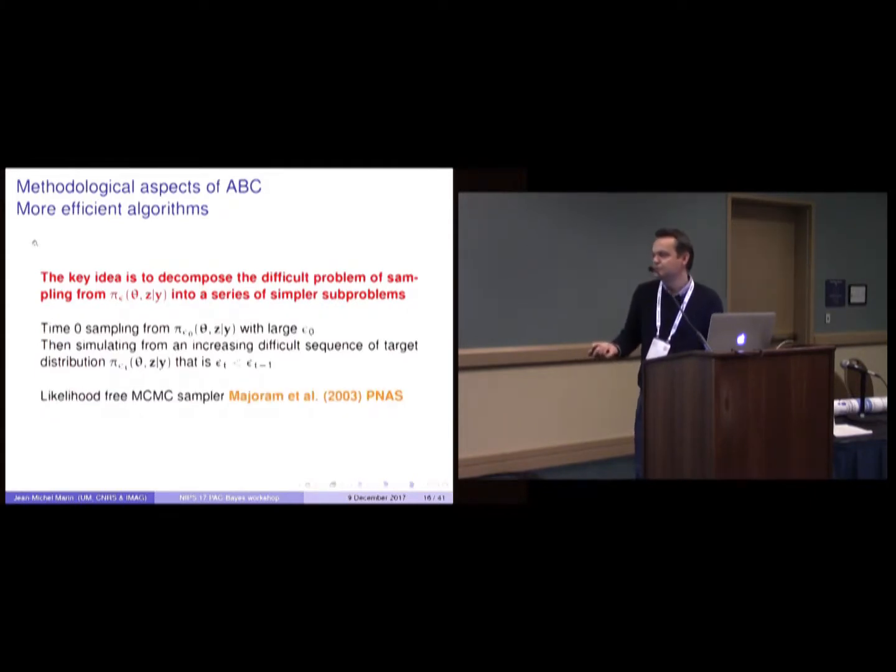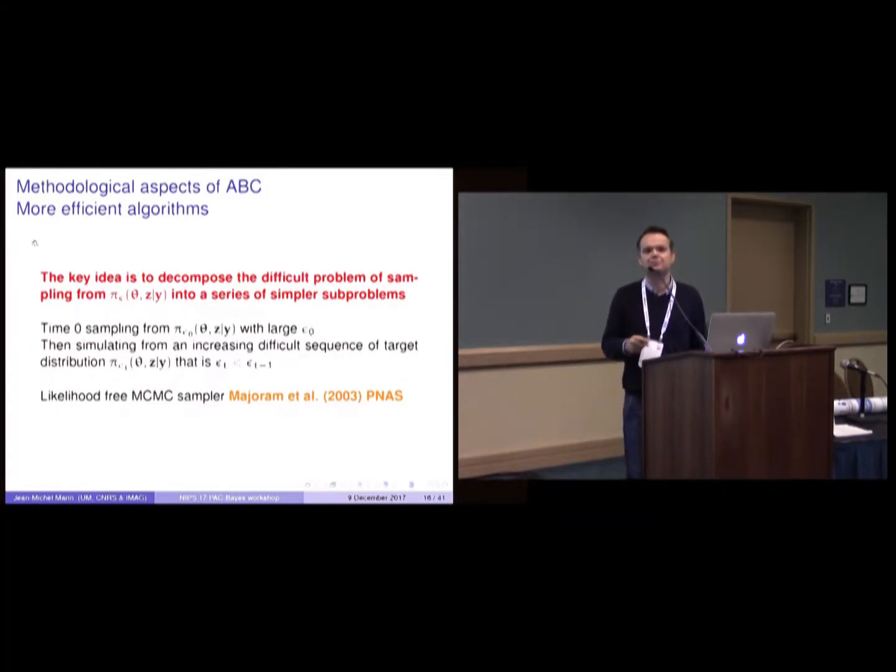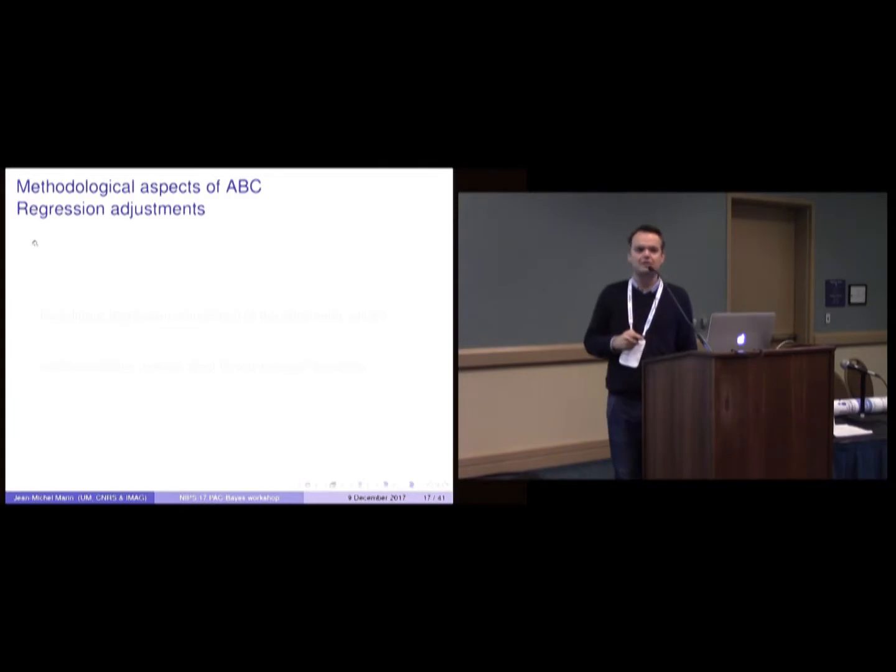You have also, due to Marjoram and co-authors in PNAS, a likelihood-free MCMC version of the sampler, which corresponds also to a pseudo-marginal MCMC. Okay, this is completely associated to pseudo-marginal MCMC, where there is a plugging of an unbiased estimator in some sense of the likelihood, and when you take this ratio, you are exact in some sense for an augmented space.